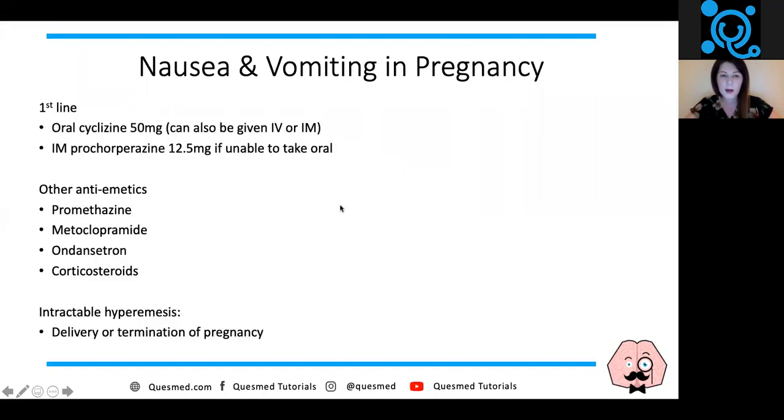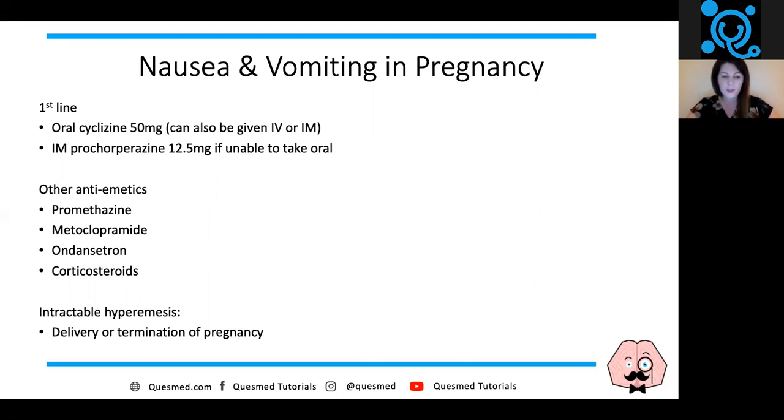So let's talk about some other antiemetic drugs, and I'm aware that these do vary slightly depending on where you work, so I'm just going to go on the guidelines that I follow up here in Scotland. As I said, the first line for women that can take oral cyclizine is 50 milligrams of oral cyclizine. And like I said, it can also be given IV or IM, but we prefer IM prochlorperazine as it works so fast and it's readily available. Other antiemetics we can use are promethazine, metoclopramide and ondansetron. These are second and third line medications, and some of them are not licensed in pregnancy, but they have good safety data and are commonly used.